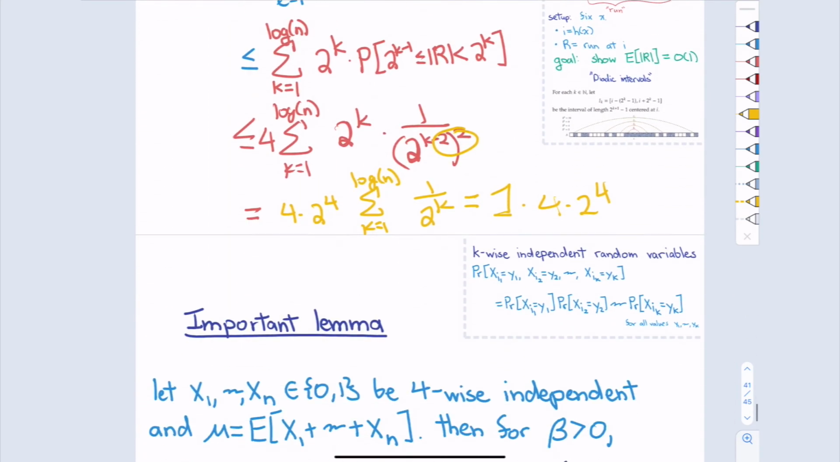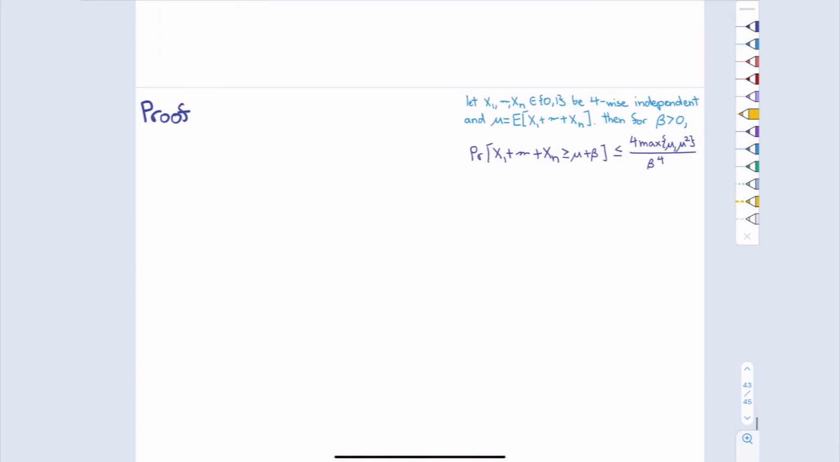Okay, so this will only be quick. Let me just briefly explain why 4-wise independence suffices, and also why this is to some extent a consequence of Markov's inequality, because it's going to demonstrate something called the moment method. So if I want to prove something like this, the sum being bigger than mu plus beta.